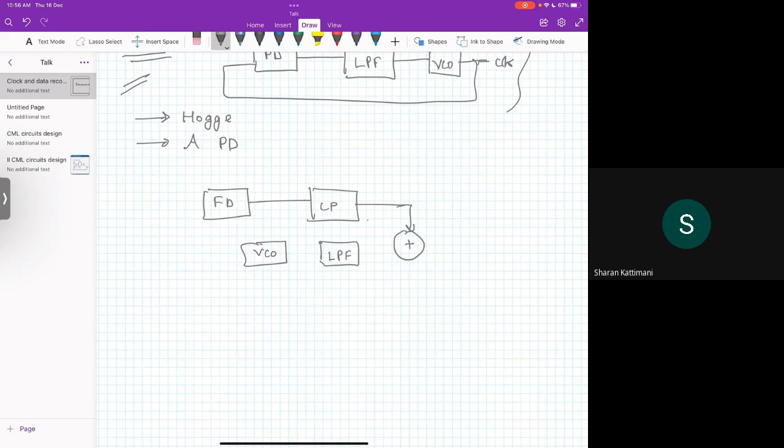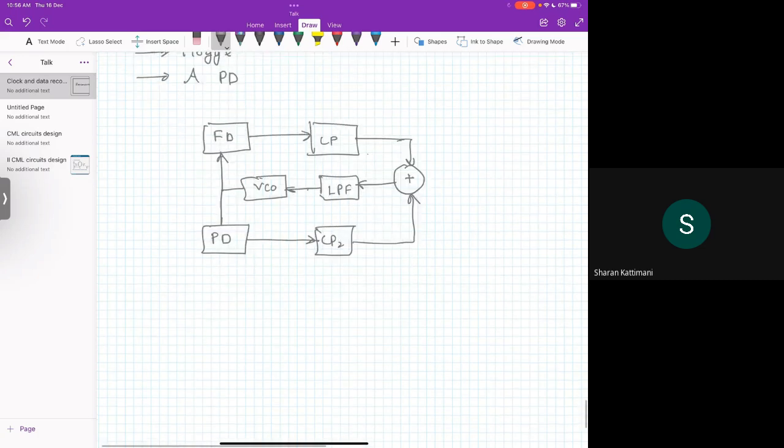So it will be applied here. This VCO output will be the input of the phase detector, and the frequency detector also, and the phase detector also. Okay, and there will be another charge pump too, and the direction of this and this. Okay, so this is called FLL plus PLL, with a shared loop filter.